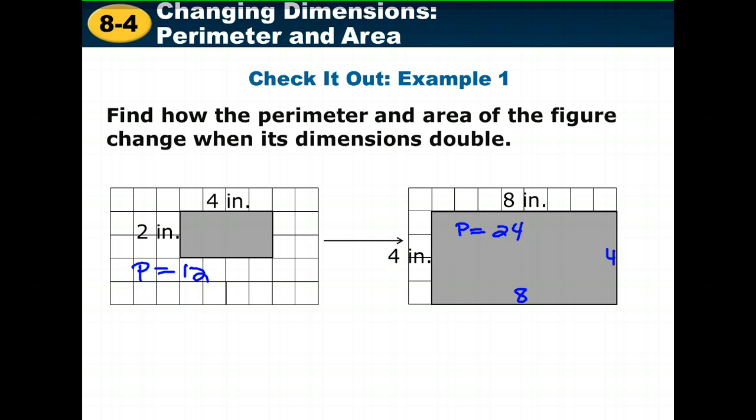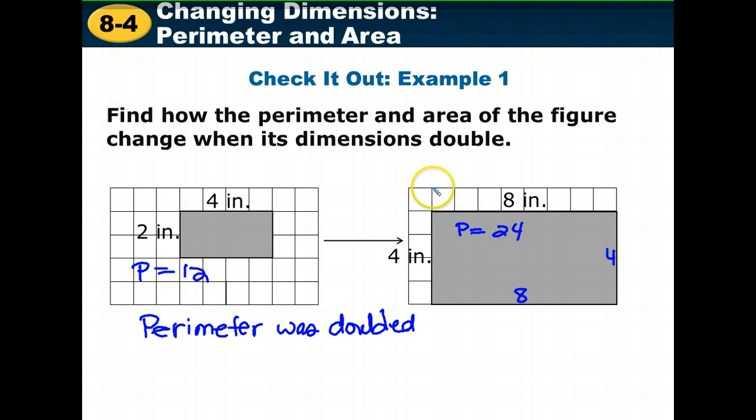So how do you see that the perimeter changed in the rectangle? Now the best thing to do is to divide 24 by 12, and we can see that the perimeter was doubled as well. Okay, now in a rectangle, when we double the dimensions, the perimeter will double. Again, clearly how we can see this is to actually find each and then see the change.